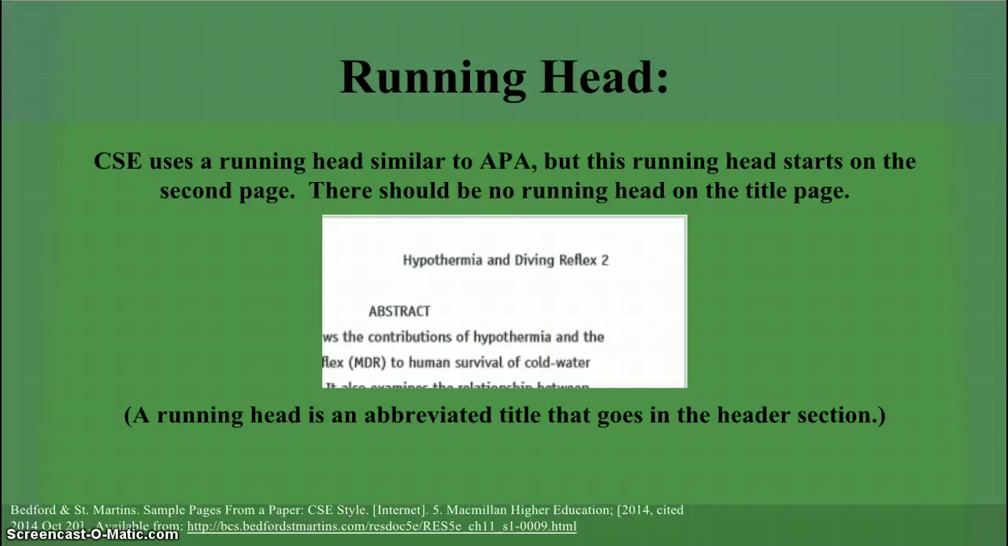CSE also uses a running head, which is similar to APA, but this running head starts on the second page. There should be no running head on the title page. A running head is an abbreviated title that goes in the header section.